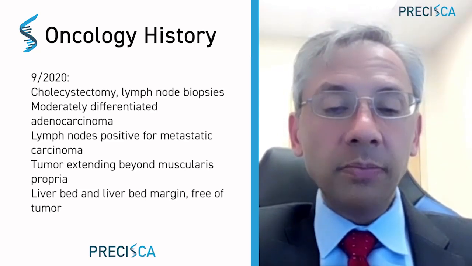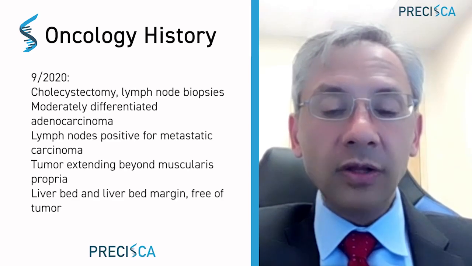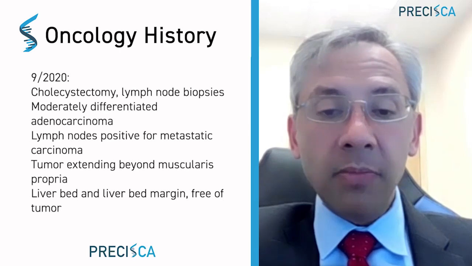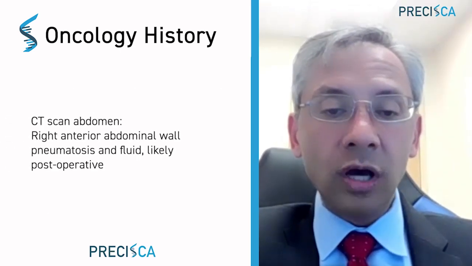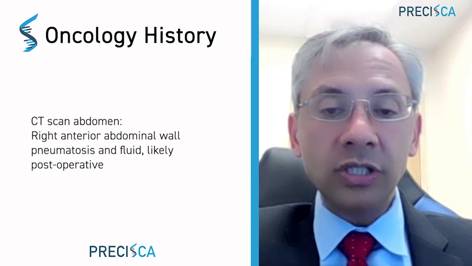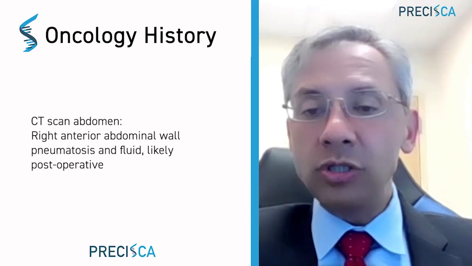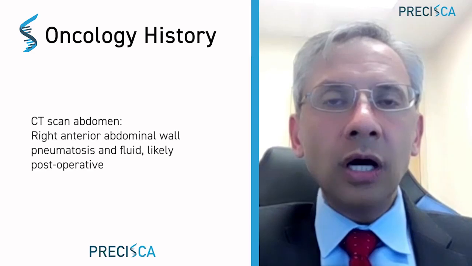The lymph nodes locally were positive for metastatic carcinoma. The tumor extended beyond the muscularis propria. The liver bed and the liver bed margin were free of tumor, however. And a CT scan of the abdomen afterwards showed right anterior abdominal wall pneumatosis and fluid that was all likely post-operative. So, Dr. Weinberg, before we talk about the surgical choice here, not to put you on the spot, but can you give us a breakdown of the incidence and also prognosis of intrahepatic versus extrahepatic versus gallbladder cancers?